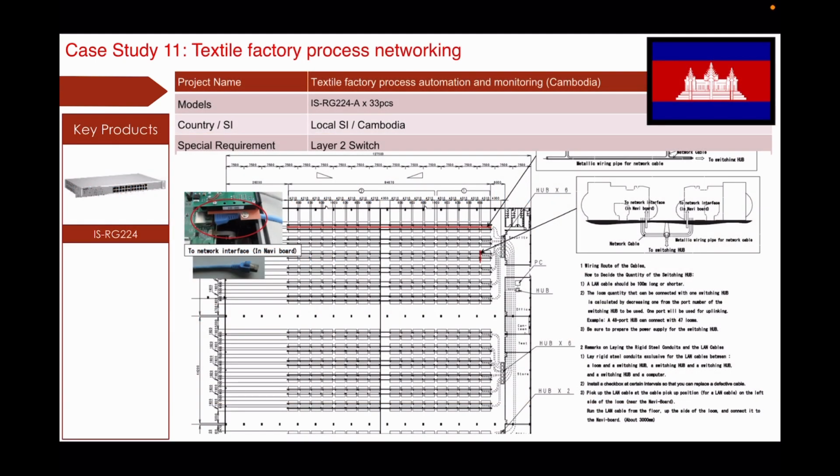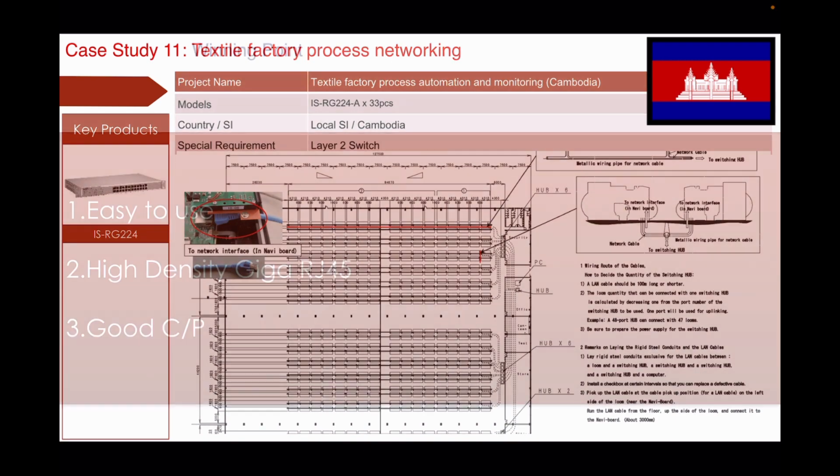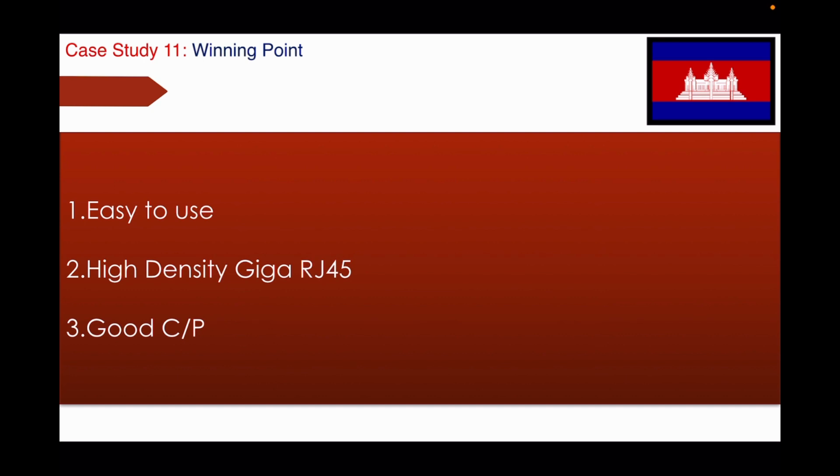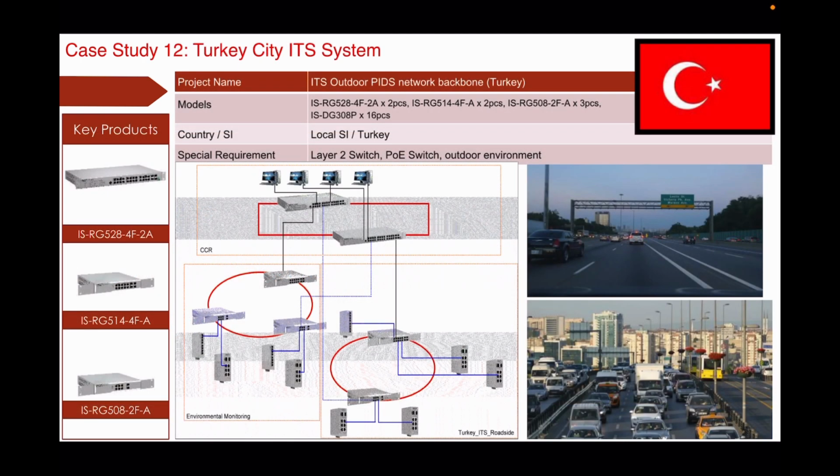Case study 11. Textile factory process networking in Cambodia. Special requirement: Layer 2 switch. Key products: IS-RG224. Winning points: 1. Easy to use, 2. High density Giga RJ45, 3. Good C/P value.